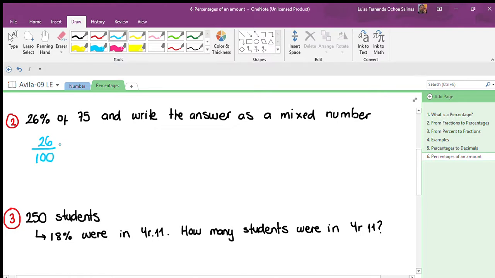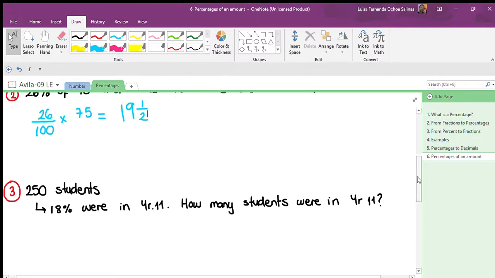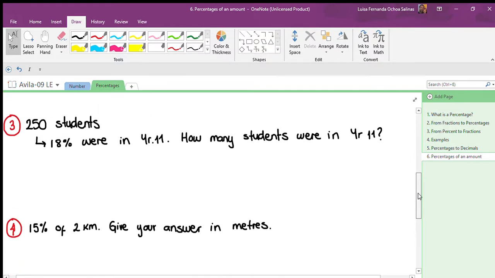Notice that I'm using exactly the same method, times 75, which is equal to, and you have to do this in your calculator. When you do this, you will find that you get this number as a mixed fraction, 19 and 1/2. If you're not getting this answer, stop here and try it with your CAS. If you still don't get this answer, please raise your hand and I'll help you. Okay, let's do one more, the last one, before going into the next video.